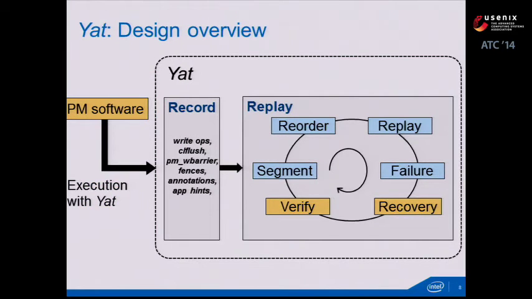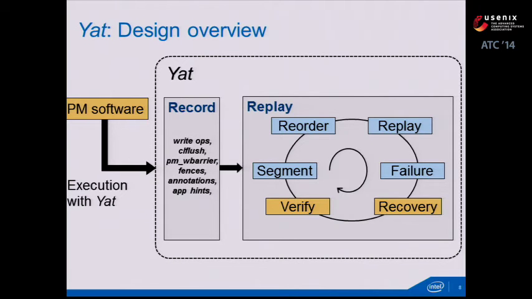So let's take a look at the overall design of Yeth now. Yeth broadly consists of two phases, a record phase and a replay phase. In the record phase, we simply run the PM application with Yeth, and Yeth sits in the background recording all the operations that can possibly alter the state of PM. For us, it includes all the write operations, the CL flushes, write barriers, fences, and any other application-specific information such as annotations and hints and so on. The output of the record phase is a trace of the PM software execution, the actual test that you want to perform. And that is input to the next phase, which is the replay phase.